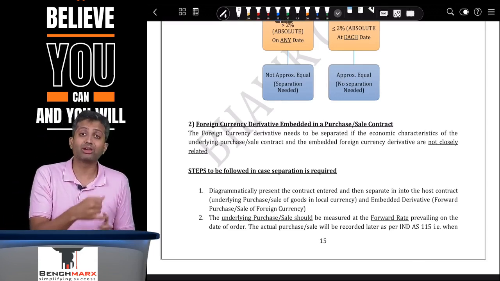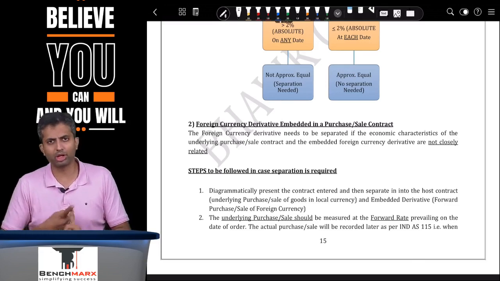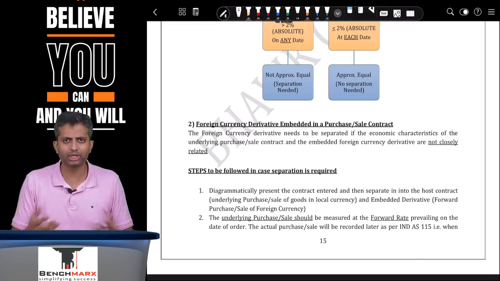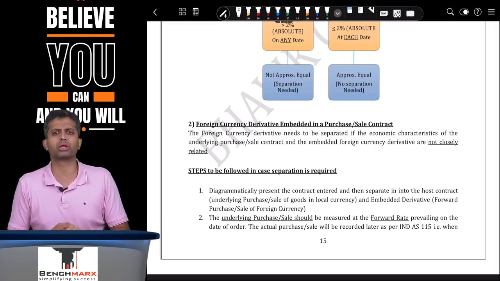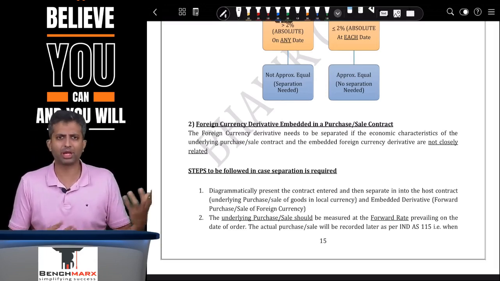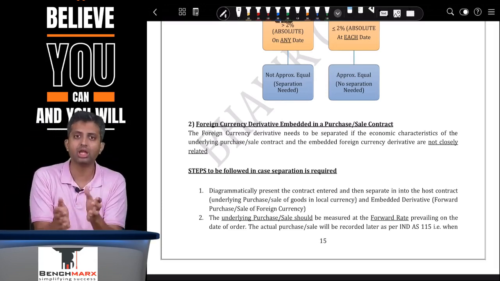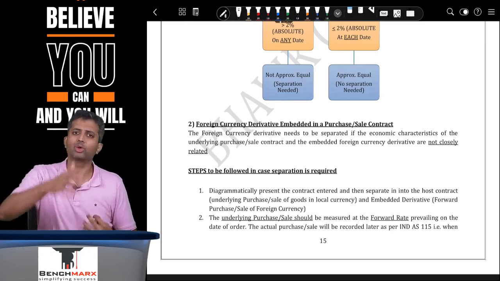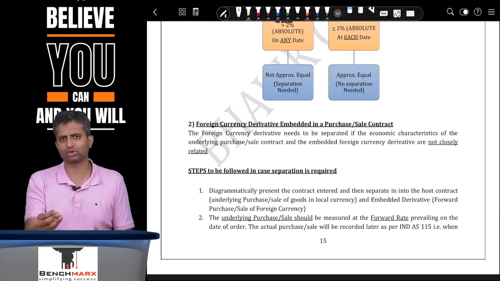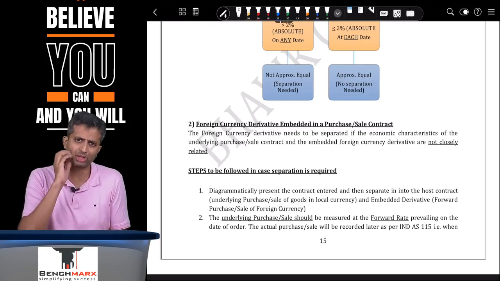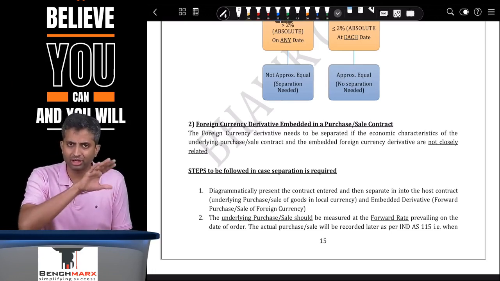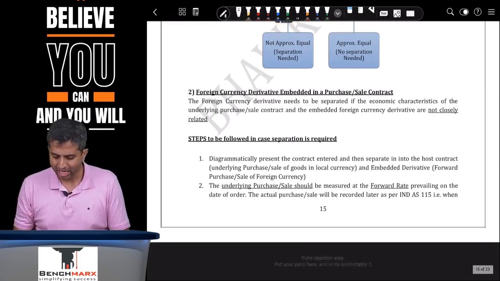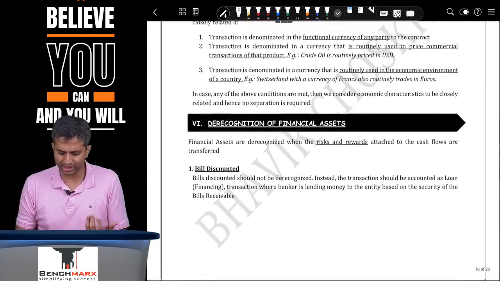So if my contract is not in the currencies of the parties, it is not in the currency in which the commodity is usually priced, it is not a currency which is used in the usual primary economic environment of the entity, then we will do this separation. In all other cases, no such separation is done. Your regular principles of Ind AS 21 foreign exchange and Ind AS 115 revenue recognition will apply. You will recognize the transaction directly at the spot rate on the date of transaction if no separation had to be done. So this is a fairly complex case.